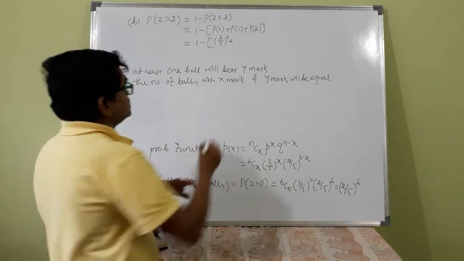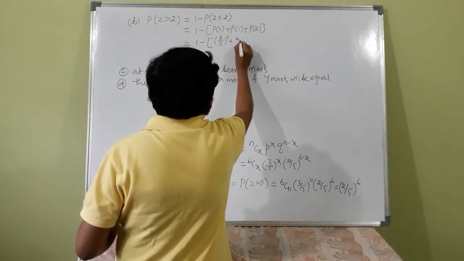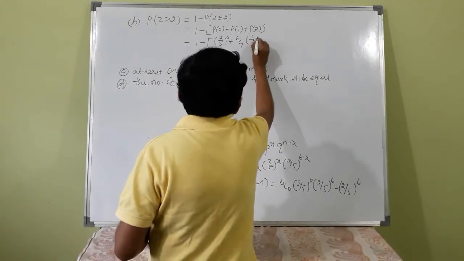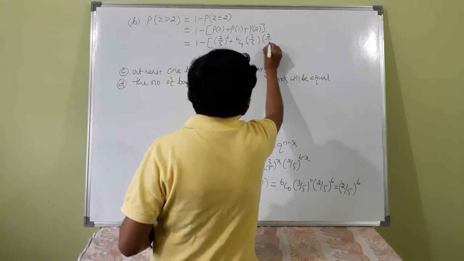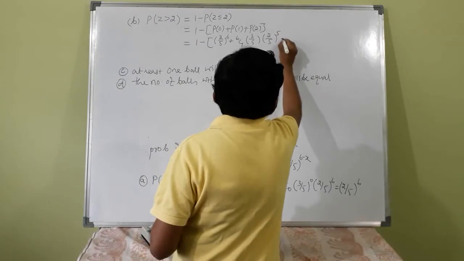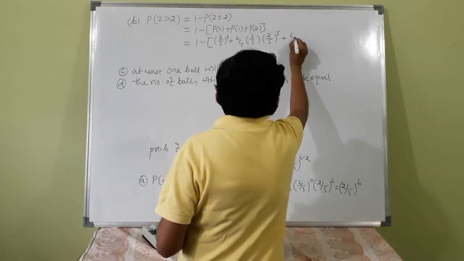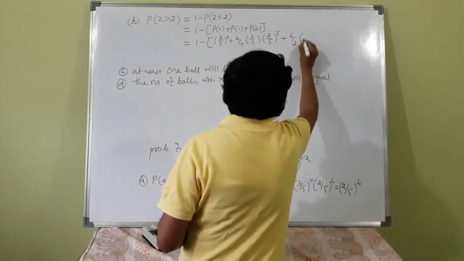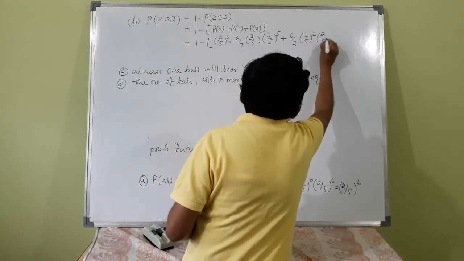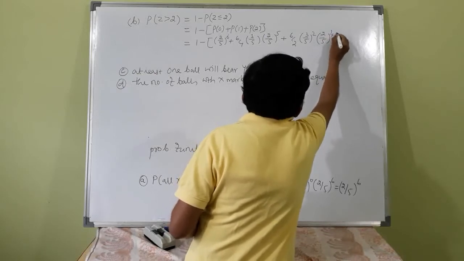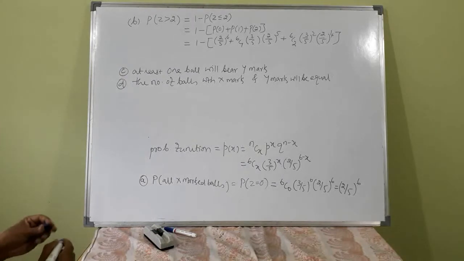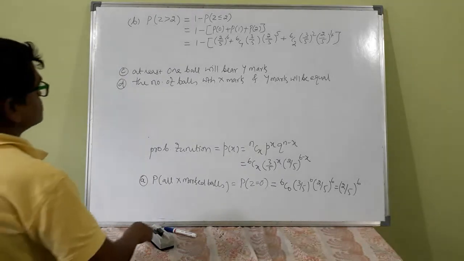Here 6C1 3 by 5 and 2 by 5 raised to 5, plus 6C2 3 by 5 squared 2 by 5 raised to 4. You find this out separately and please get the answer.